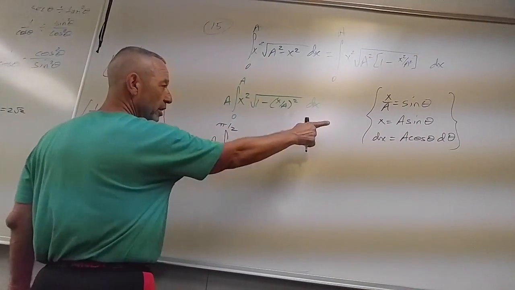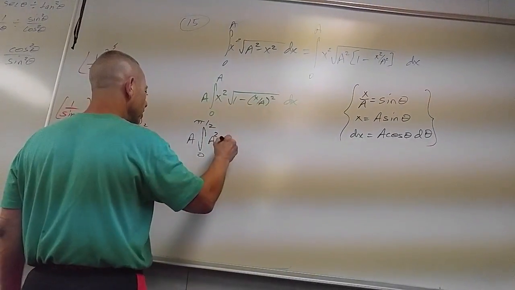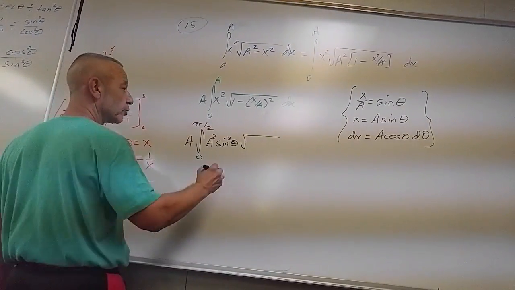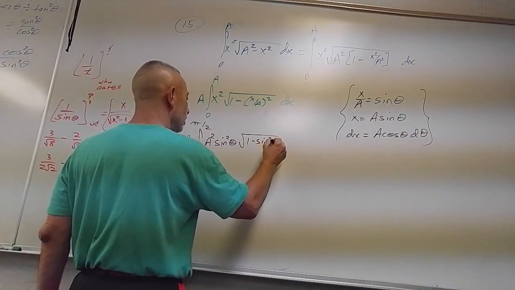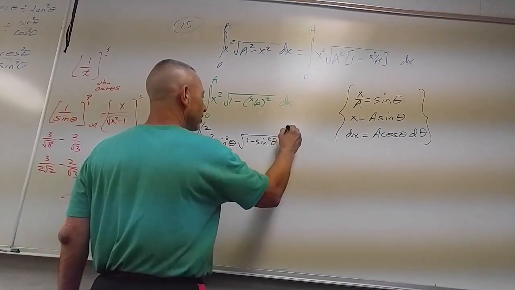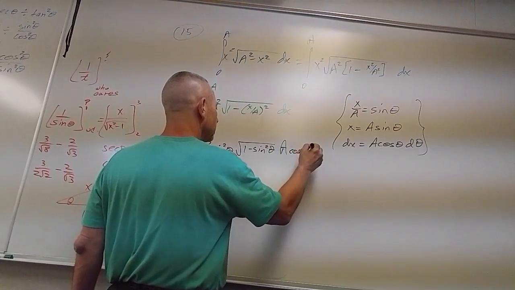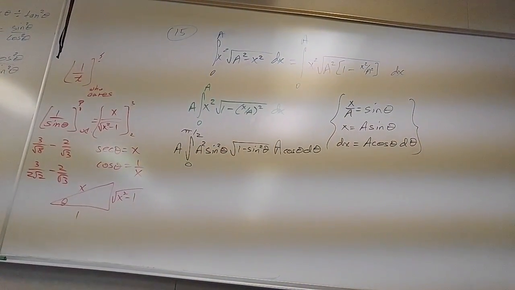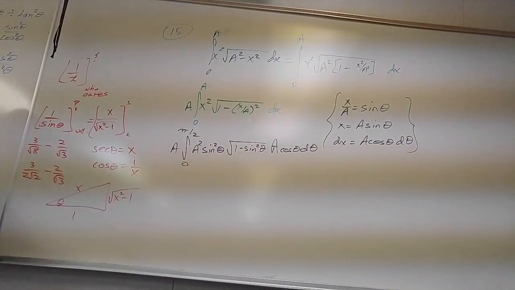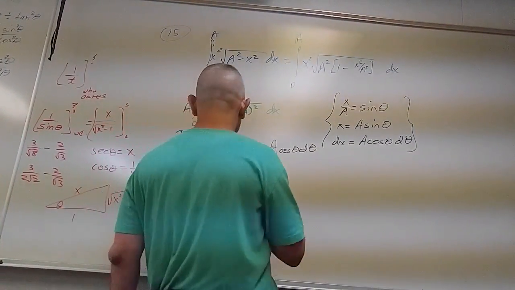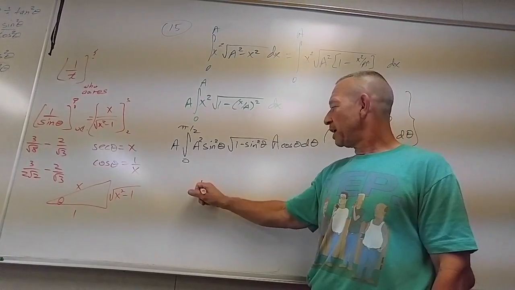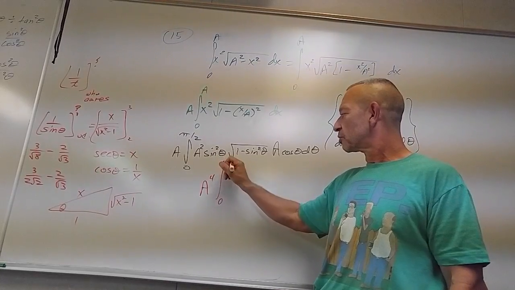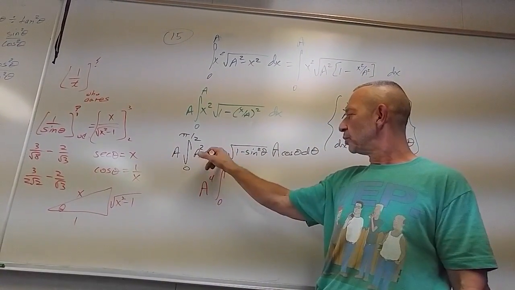So x squared is a squared sine squared theta. The square root of 1 minus (x over a) squared is the square root of 1 minus sine squared theta. dx is a cos theta d theta. What a mess. So where are we now? You can change the 1 minus sine squared to that. All right, a to the 4th, integral 0 to pi over 2. Supposed to be pi over 2.